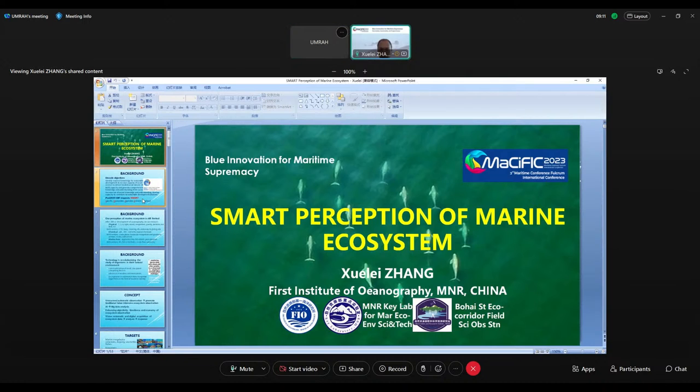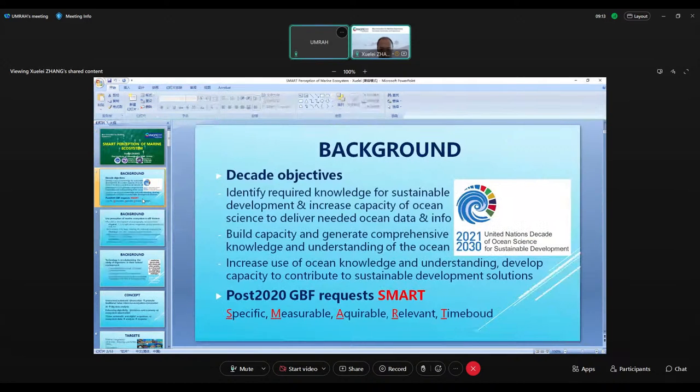So the background is the UN Decade of Ocean Science for Sustainable Development. It calls for the smart perception of the marine ecosystem. And also the post-2020 global biodiversity framework also requests smart perception.